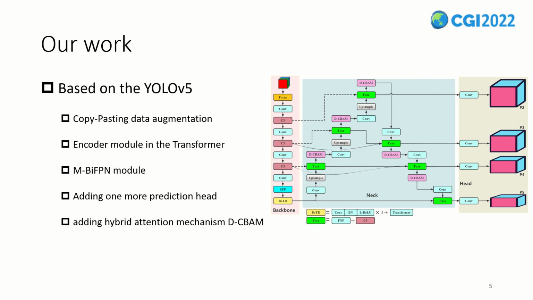Furthermore, considering the importance of different features during the feature fusion process, the MBiFPN model is used to replace the PANet. Furthermore, we add one more prediction head to strengthen the detection ability for tiny insects. Finally, we also add the hybrid attention mechanism DCBAM to find the attention regions of interest in images. The specific content will be discussed later.